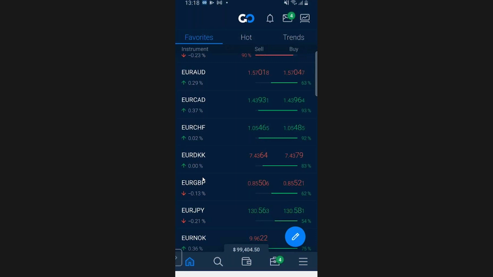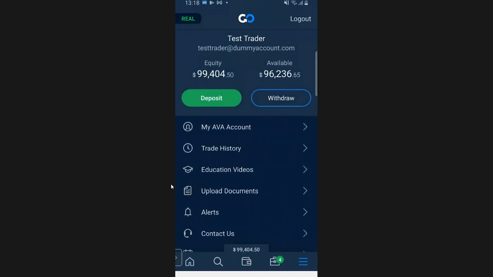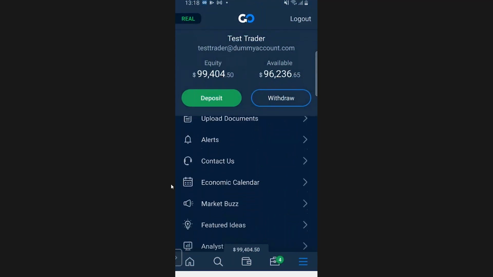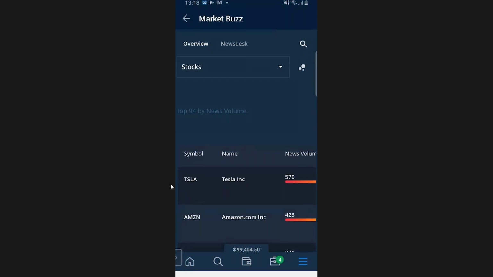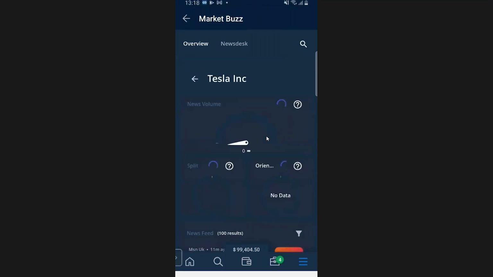All right, so what other features can we look at here quick on the app? If I'm looking for fundamental news, I can go to something like Market Buzz. And as I tap on Market Buzz, I can look at news coming in about our stocks. And right away, just as earlier in the week, what's trending huge are Tesla and Amazon. And you see there are over 500 articles on Tesla, over 400 on Amazon that have come in recently. And if you want to look at those articles and read them, you tap on the particular stock.